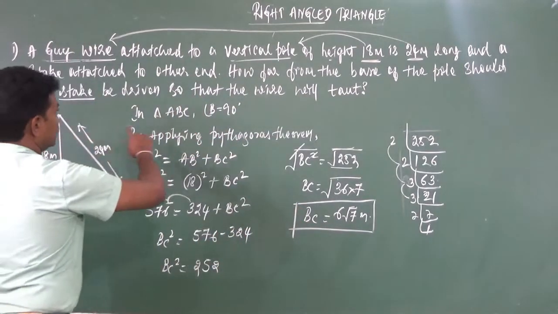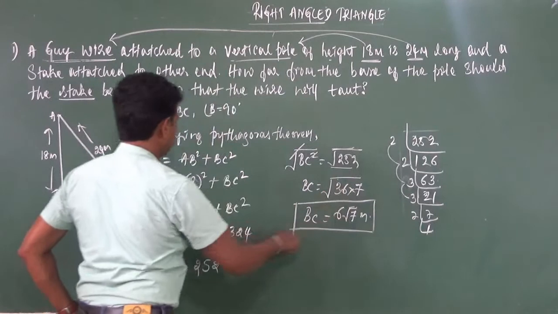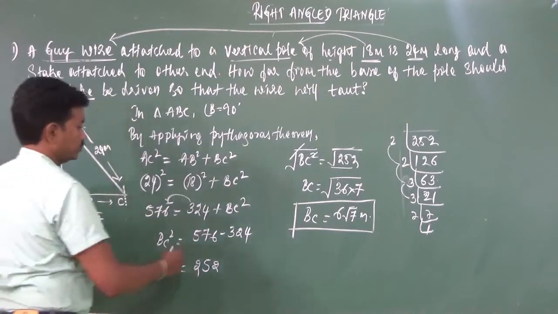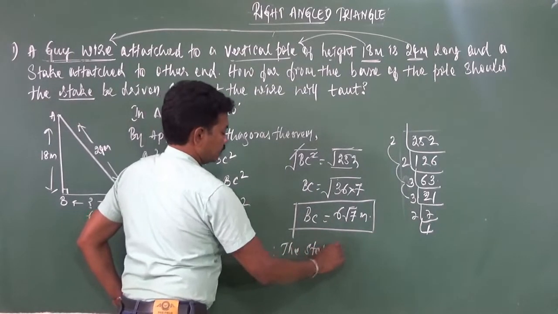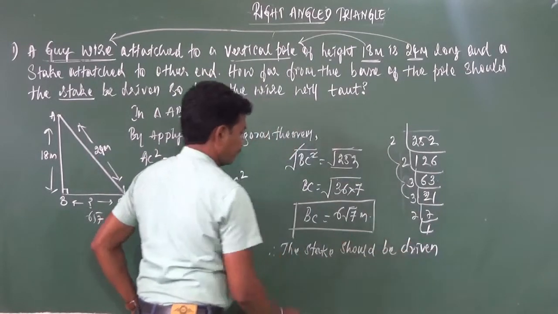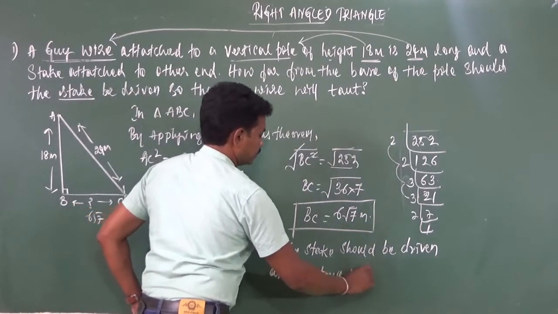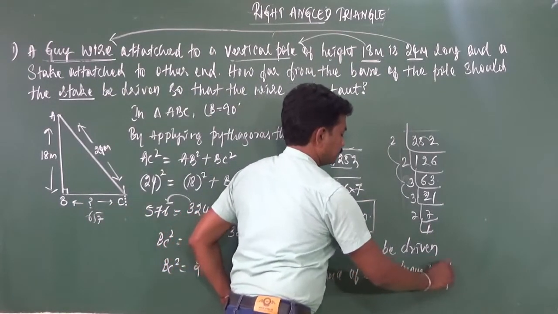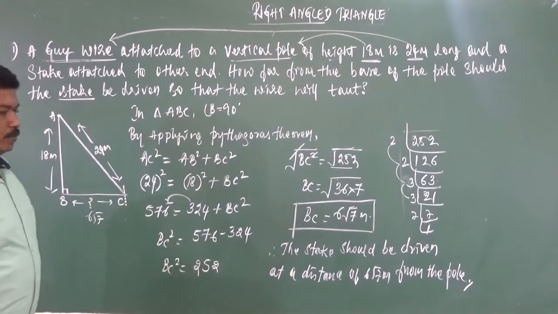So the stake should be driven at a distance of 6 root 7 meters from the base of the pole. This distance we have got is 6 root 7, and we have to mention this in the form of a statement. Therefore the stake should be driven at a distance of 6 root 7 meters from the pole, or from the base of the pole. So it's an important problem for 2 marks.